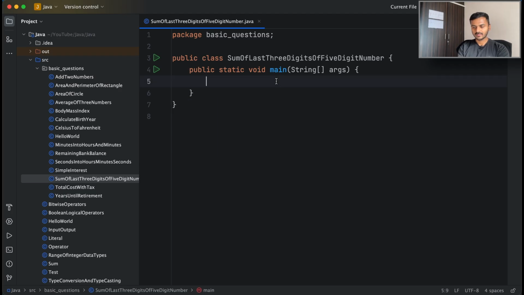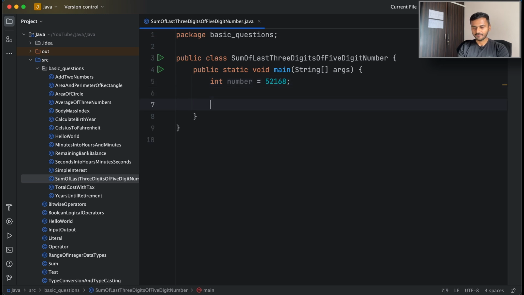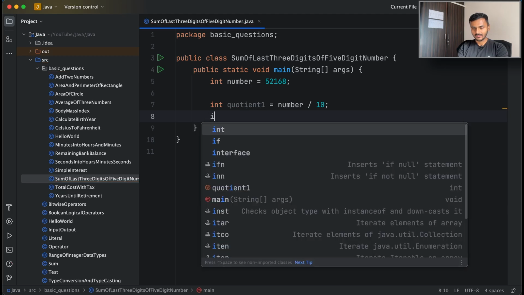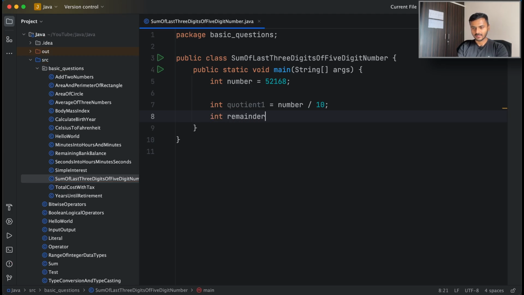So now let's come to IntelliJ. Let's take a number in a variable called number. Let's take 52168 and let's start the operation. So the first thing that we're going to do is create a variable called, say, quotient1. And here we will say number divided by 10. Then we will have remainder 1, where we will say number mod 10.